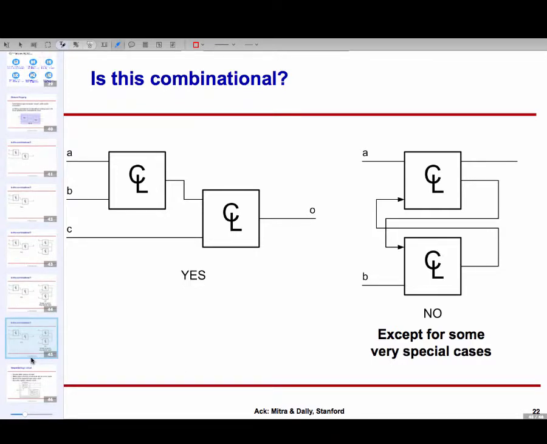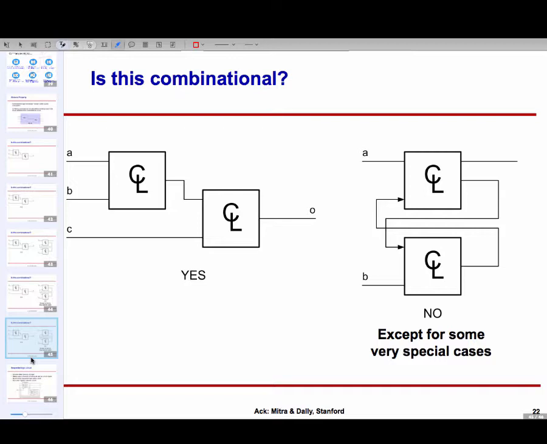Yeah. When would it be combinational? Okay, to give you a trivial example, let's say this logic always outputs false. So it's independent of this input. So these are degenerate cases that you will see.